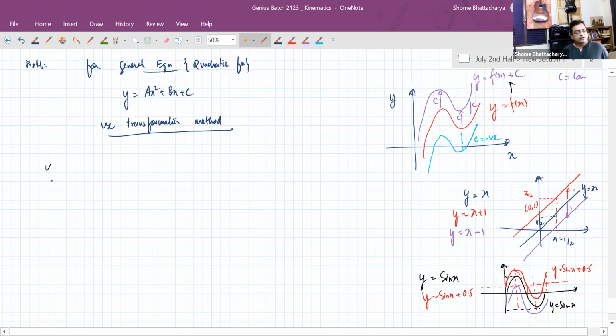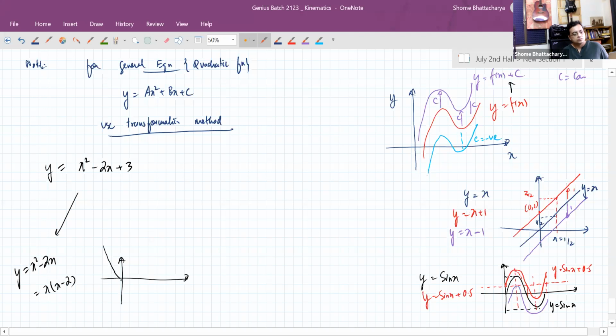So for example, now suppose I have this graph. What I will do is I'll start with the graph of y is equal to x square minus 2x. So that I know looks like this. Let's do a quick mental calculation so you can see it looks like this. So now I want to transform this to this graph.